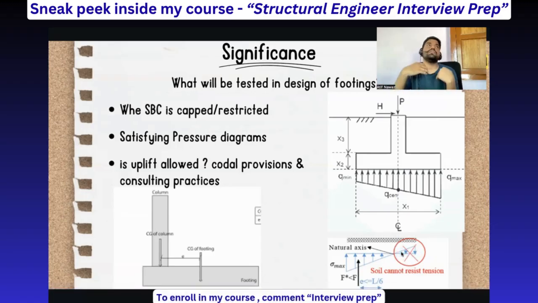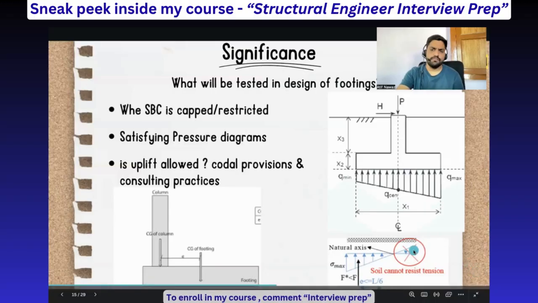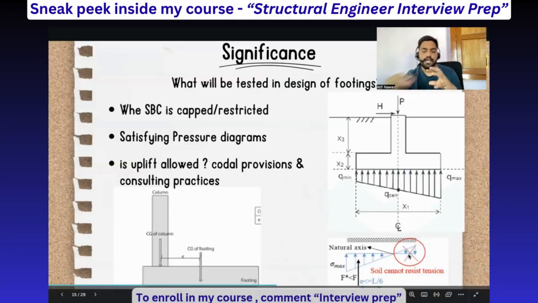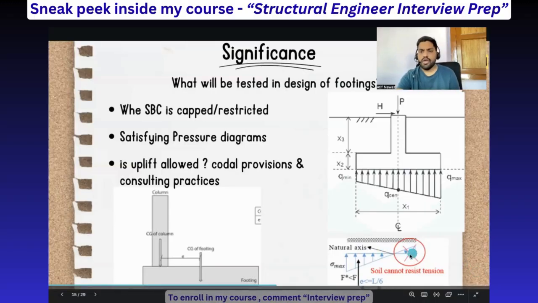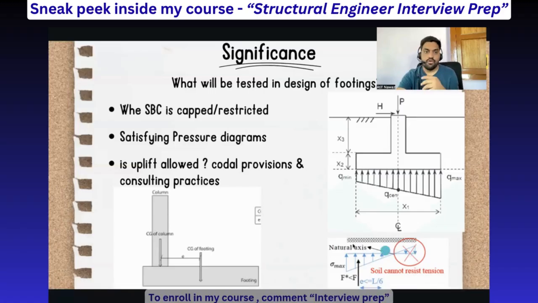But when it is a wind load combination or an earthquake load combination, such combinations do not act on a structure all the time. So in such cases, we do not say the entire footing can uplift, but whether some uplift, say 10% of the contact length or 15% of the contact length, is allowed or not is called consulting practice.